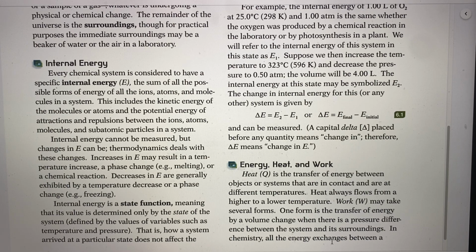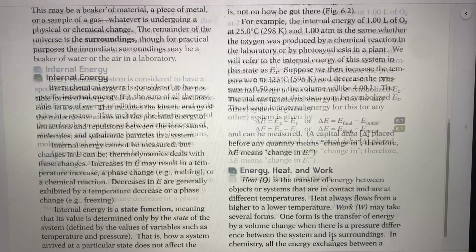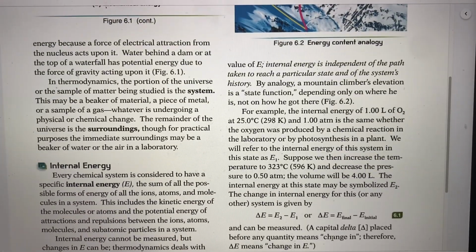Internal energy is a state function. So let's talk about this. It's kind of important because this is on the test too, and it can be kind of confusing. Internal energy is a state function, meaning that its value is determined only by the state of the system, defined by the values of variables such as temperature and pressure. How a system arrived at a particular state does not affect the value of E.